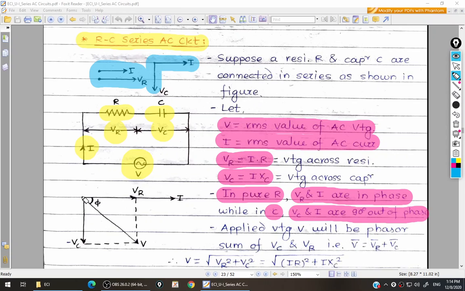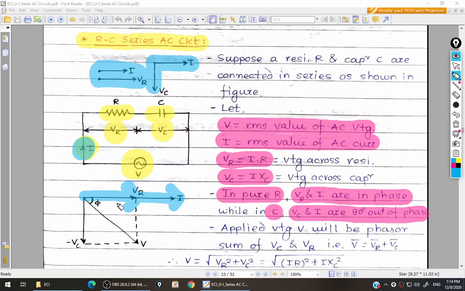On the x-axis you always have to take current, the quantity which is common to the resistor as well as the capacitor. We know that in this circuit the current is common to resistance as well as capacitance because they are connected in series. So we are taking current on the x-axis. This is your current I. Now we know that for pure resistance, voltage and current are in phase, so VR and I overlap each other because the phase difference between them is 0.